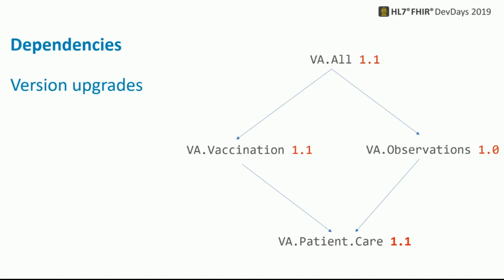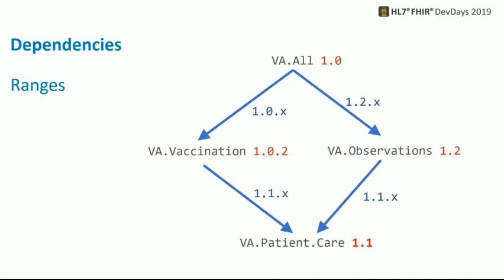For example, if we don't upgrade observations, we keep it at 1.0, but we do upgrade patient care, then we don't have to upgrade observations, but maybe there's a change in vaccination, so that goes to 1.1 as well. And if we want to draw a new meta package, we will have to update that to 1.1 as well. But we can still use a large body of stuff that has not changed, the observations.